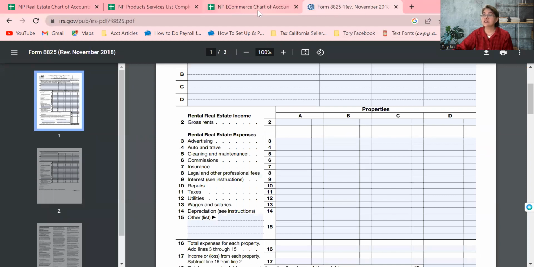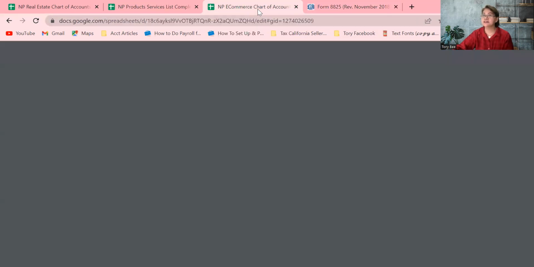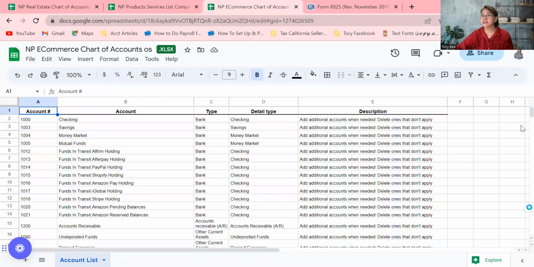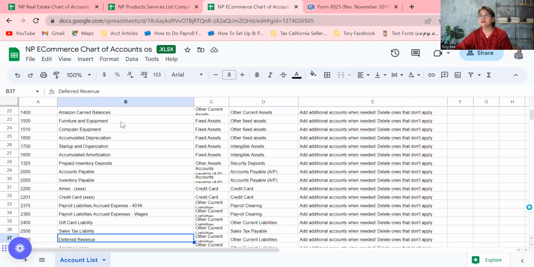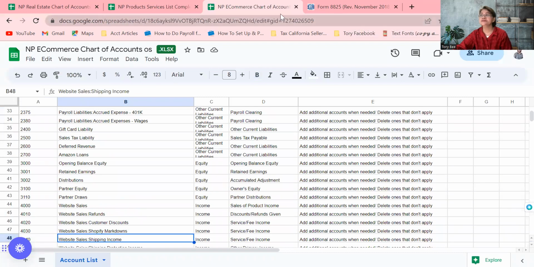Okay. Let's take a look. Also, I'll share with you the e-commerce chart of accounts. This is the e-commerce chart of accounts. Did you see that? There are no other accounts here.